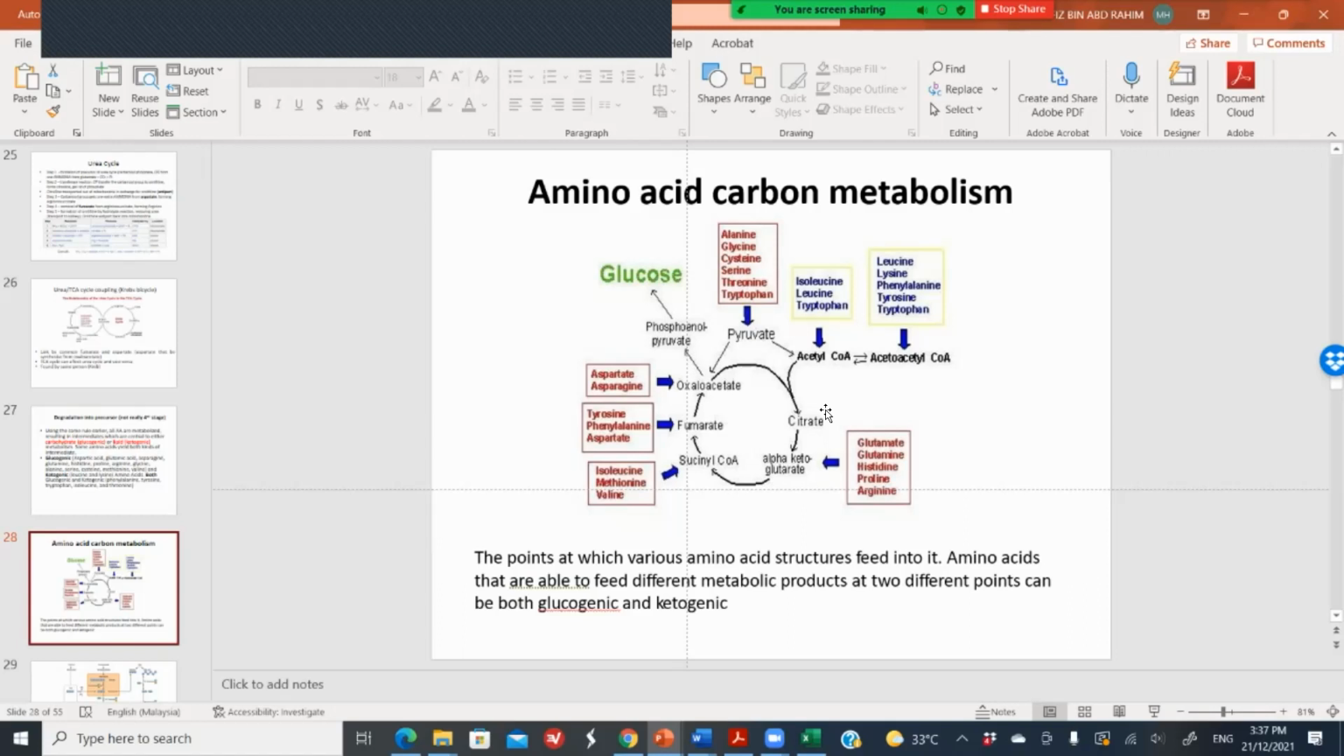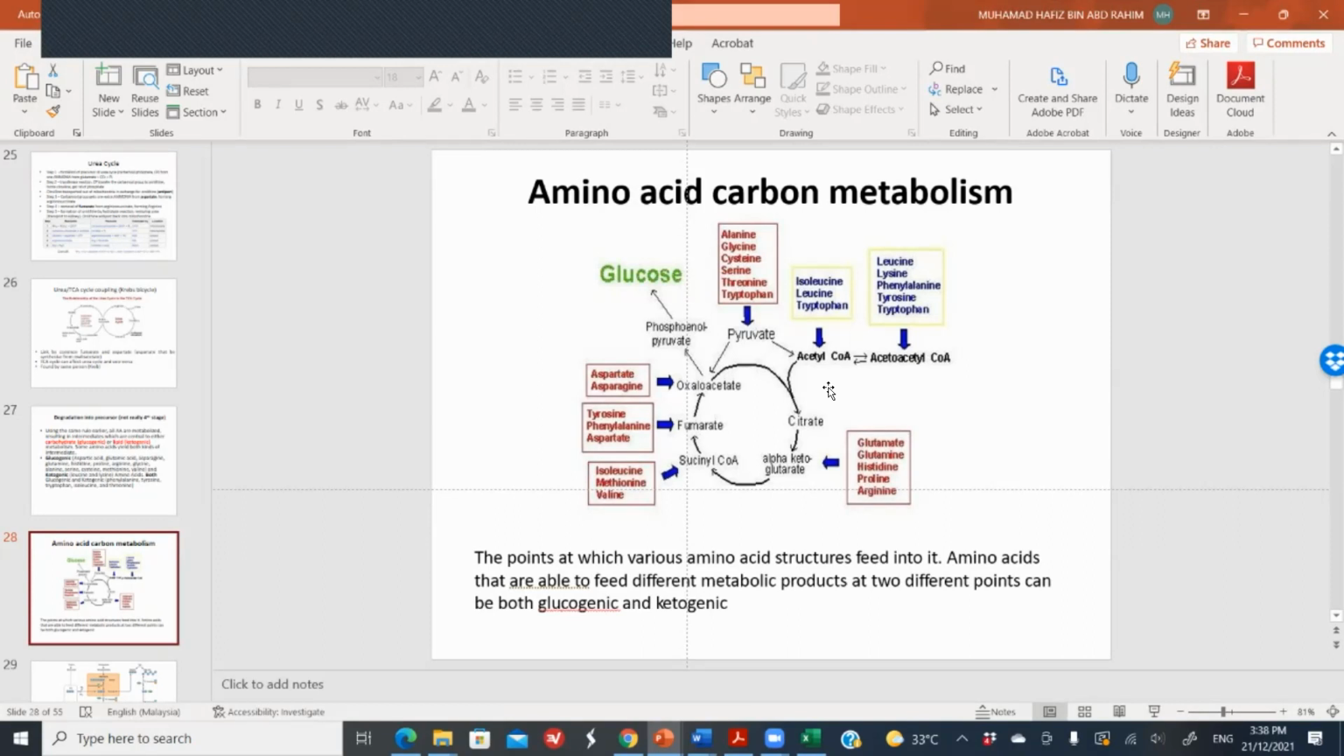Faham tak? Katalah glutamate ni boleh produce alpha ketoglutarate, alpha keto ni boleh produce oxaloacetate kan? Sebab dia boleh pusing sini. Okay? So dia boleh produce glucose. That's why we call it as glucogenic amino acid. And maksudnya glucose ni dia form daripada amino acid ni. Amino acid ni dia boleh produce glucose. The easier way to say it lah. Awak faham kan?